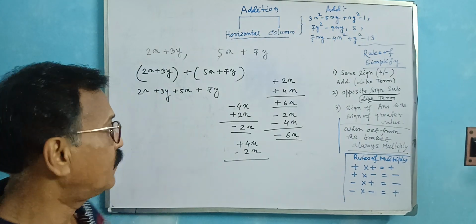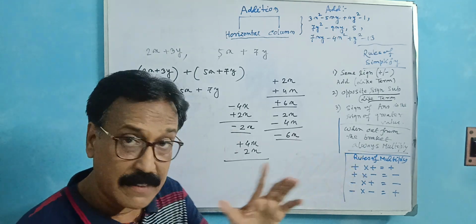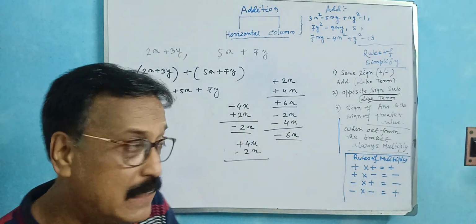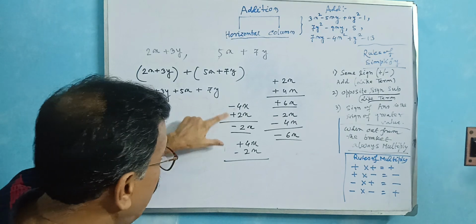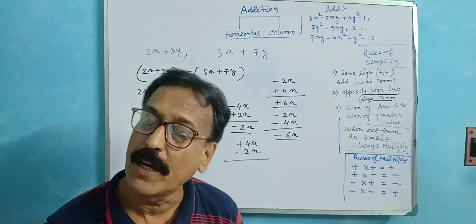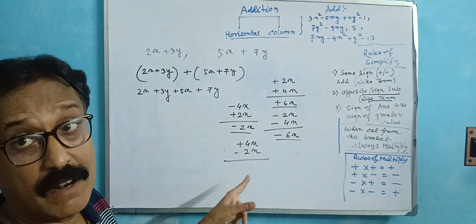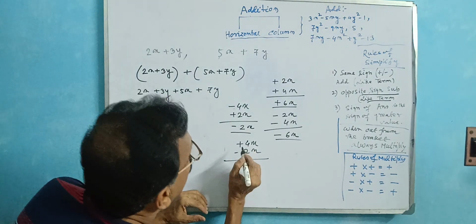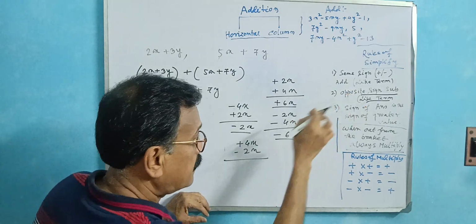This is the very important thing. In simplification you cannot apply the rule of multiplication. In multiplication, plus minus minus is right, but here it is not applicable. Like this, the rule is opposite sign, subtract.